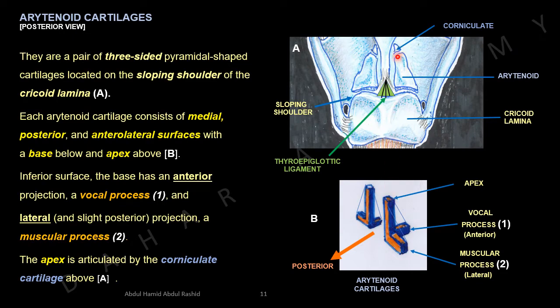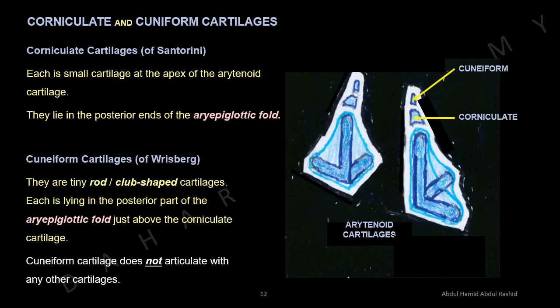You can see here the corniculate and cuneiform cartilages. The diagram is looking from the right posterolateral side. You know these are a pair of arytenoid cartilages, and this is the apex of the arytenoid cartilages.